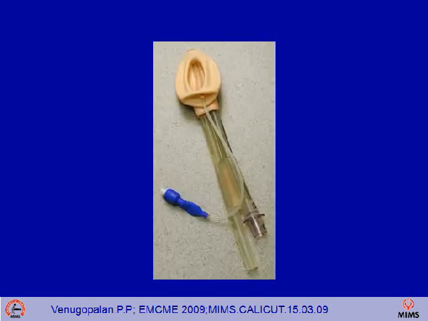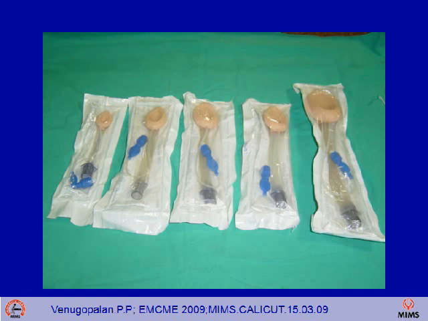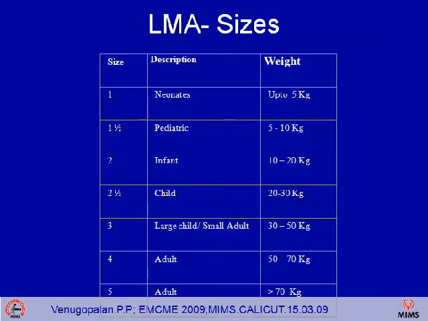This figure shows when the LMA is also available. These are the different LMA sizes which can be used depending upon the weight of the patient, starting from neonate to adult.